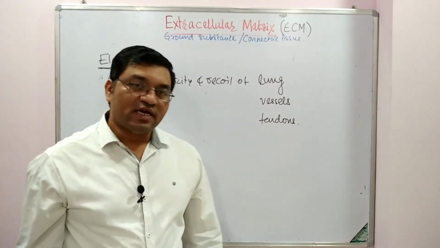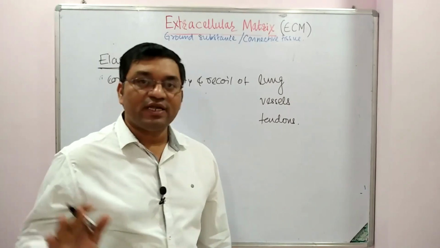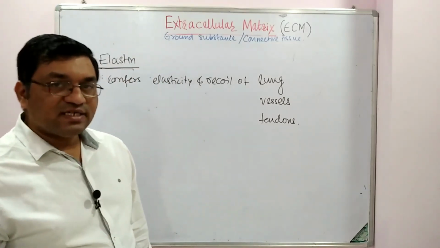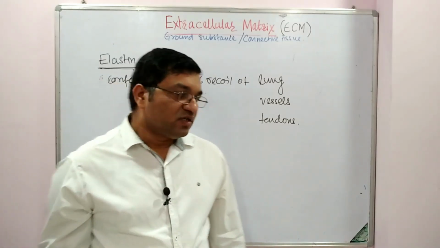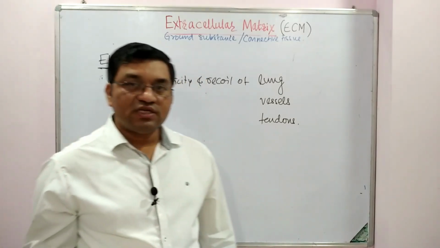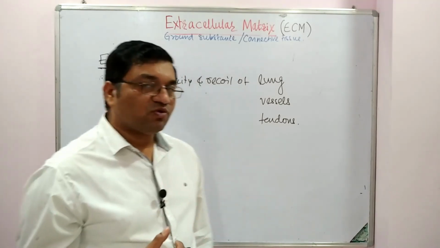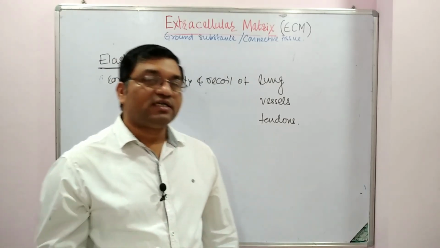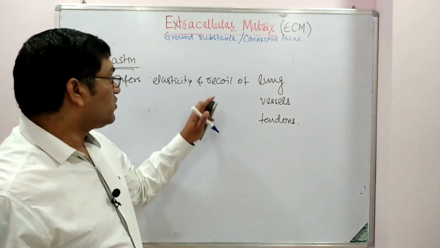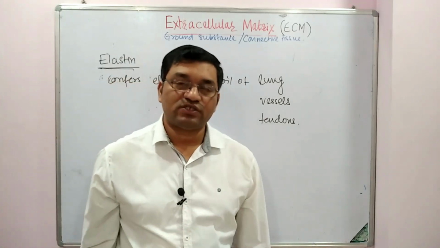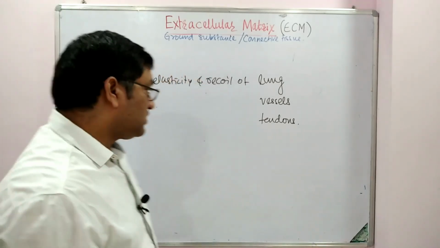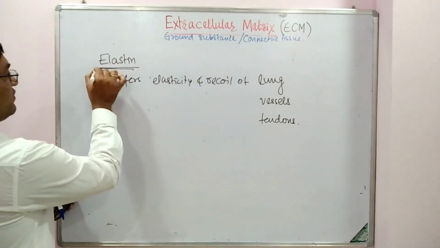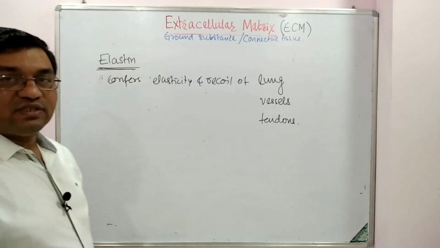It has a simple structure: no triple helix, no glycine X-Y repeat. Only hydroxylation of proline occurs in post-translational modification, no hydroxylation of lysine. It is a simple structure responsible for elasticity and recoil of various tissues. Now what are the various disorders related with elastin?